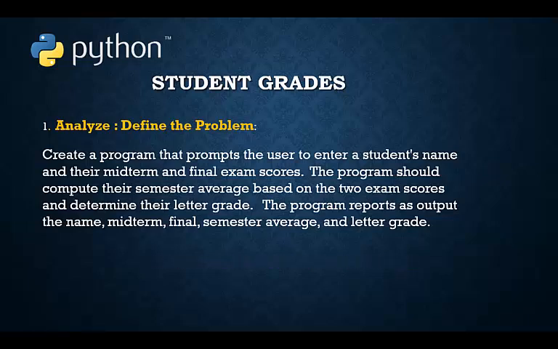The first step is to analyze and define the problem, which has already been done for us. Create a program that prompts the user to enter a student's name and their midterm and final exam scores. The program should compute their semester average based on the two exam scores and then determine their letter grade. The program reports as output the name, midterm, final, semester average, and letter grade.